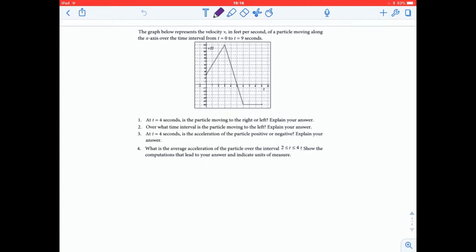This problem gives us a graph of a function v of t, and we need to interpret it in order to answer the questions. Let's start with number 1. In number 1, it says at t equals 4 seconds, is the particle moving to the right or left?